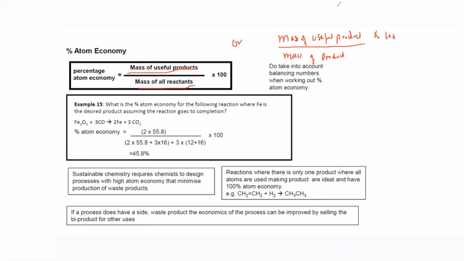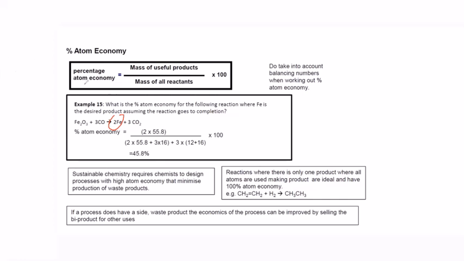So, example: the question is, what is the percent atom economy for the following reaction where iron is the desired product, or iron is a useful product? So what is the formula? Mass of useful product. So what is a useful product for us? Iron is a useful product. So what is the total mass? And it is always calculated from the equation. We don't need any other thing. We just need the equation to calculate the percentage atom economy.